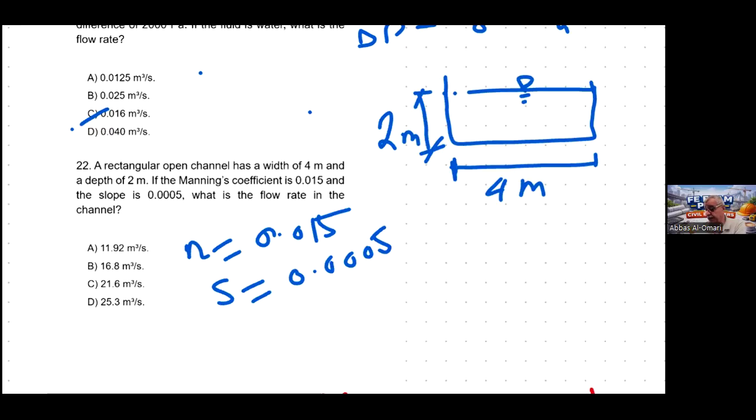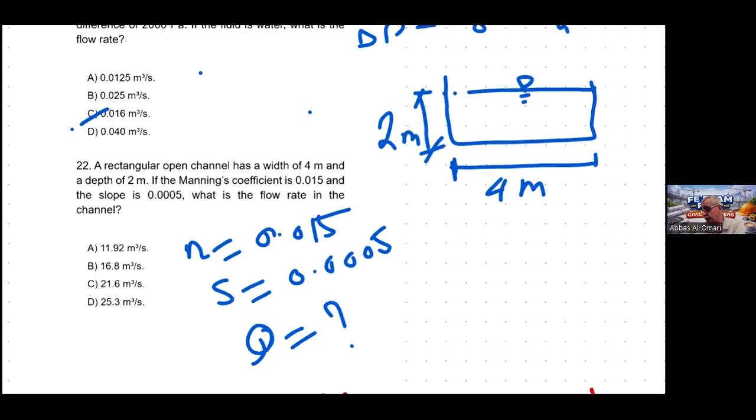Now for the Manning equation, it is required to determine the flow. What is the flow rate, Q? For open channels, we always use the Manning equation. If we are given the cross-section characteristics, the n and the slope, then we use the Manning equation to determine the flow. Very straightforward application. So in the Manning equation, we have to find the cross-sectional area, and also R, the hydraulic radius. So we calculate the cross-sectional properties.